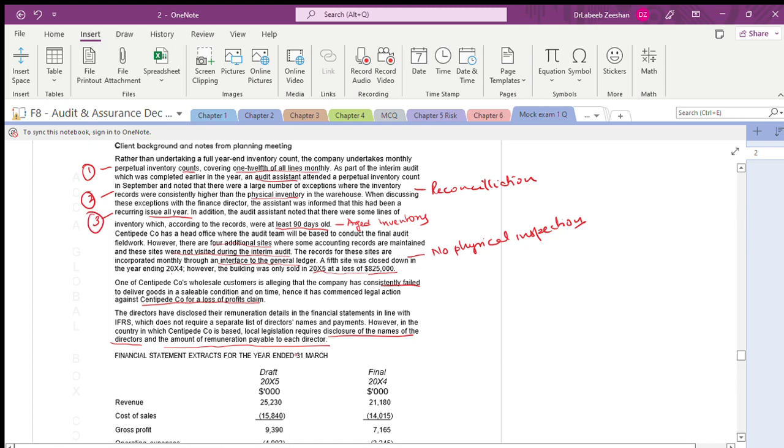We want 7 audit risks. Keep it in mind, that's very important. How many audit risks do we need? We need 7. We have to work out on those 7 bases.